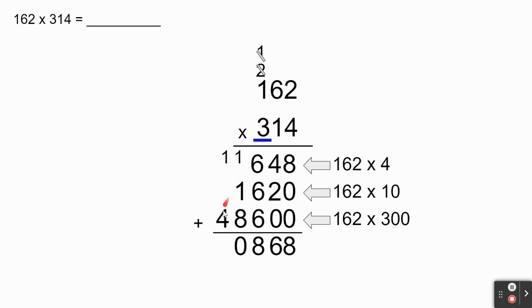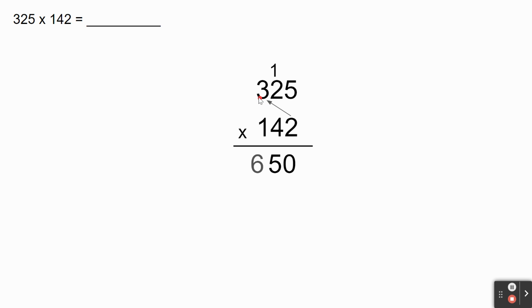Finally, 1 plus 4 is 5. So we have our final answer, or product, which is 50,868. Let's try one more.